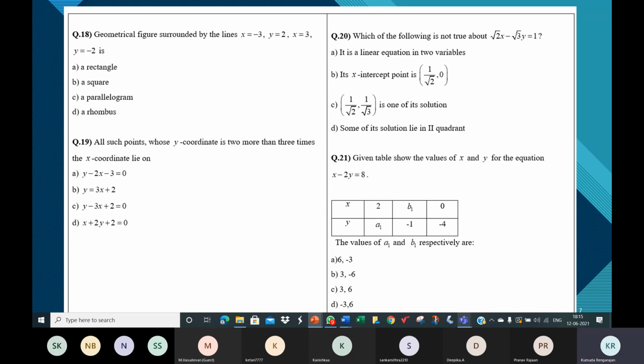I've shared the graph on WhatsApp. So you can see that the line passes through the first quadrant, third quadrant, and the fourth quadrant, and not through the second quadrant. So the statement that some of its solutions lie in the second quadrant is false. The graph line passes through the first, fourth, and third quadrants. It doesn't pass through the second quadrant.